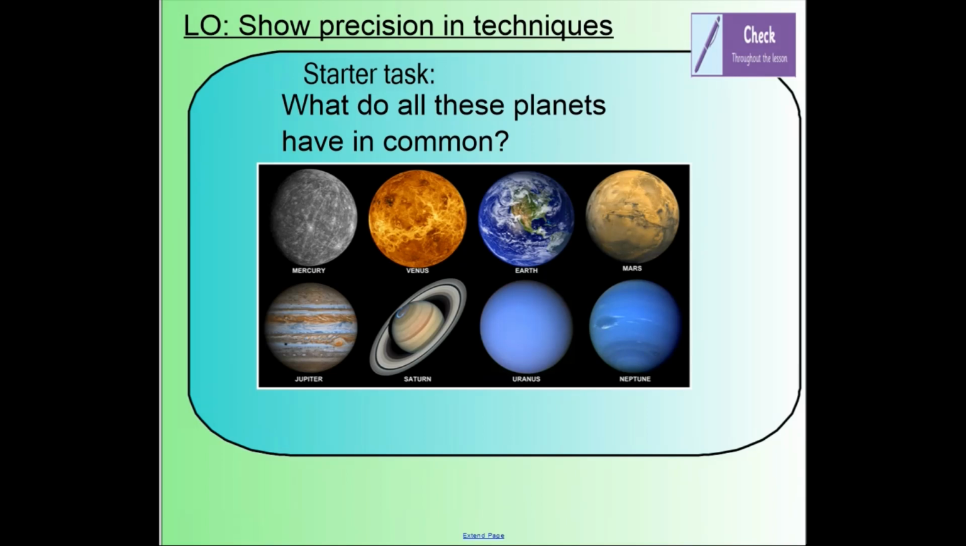Hello Year 5, welcome to Wednesday's art lesson. Our learning objective for this week actually is to show precision in techniques. So I want you to have a look at this image. What do all these planets have in common?